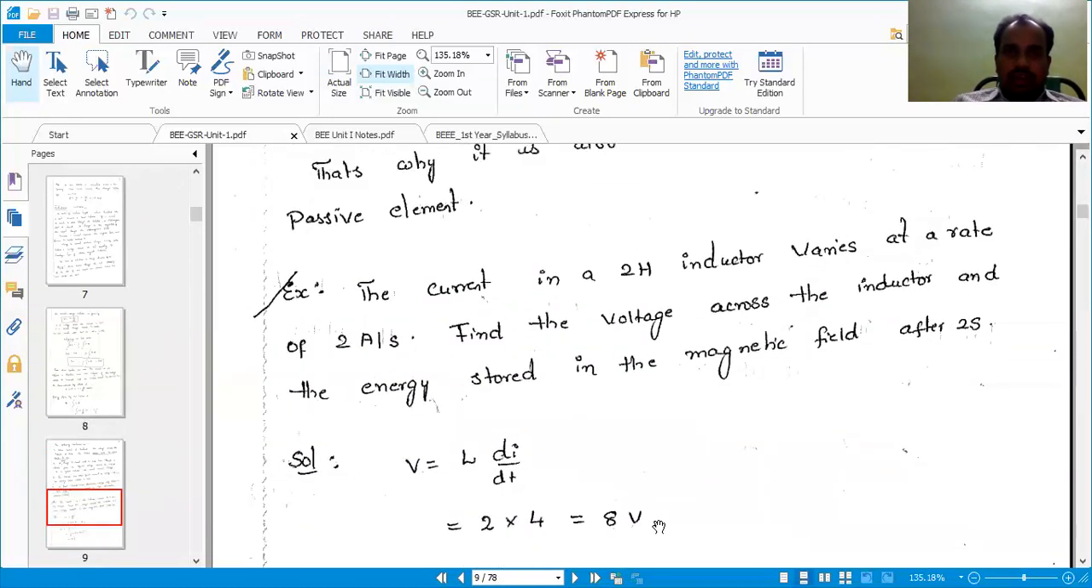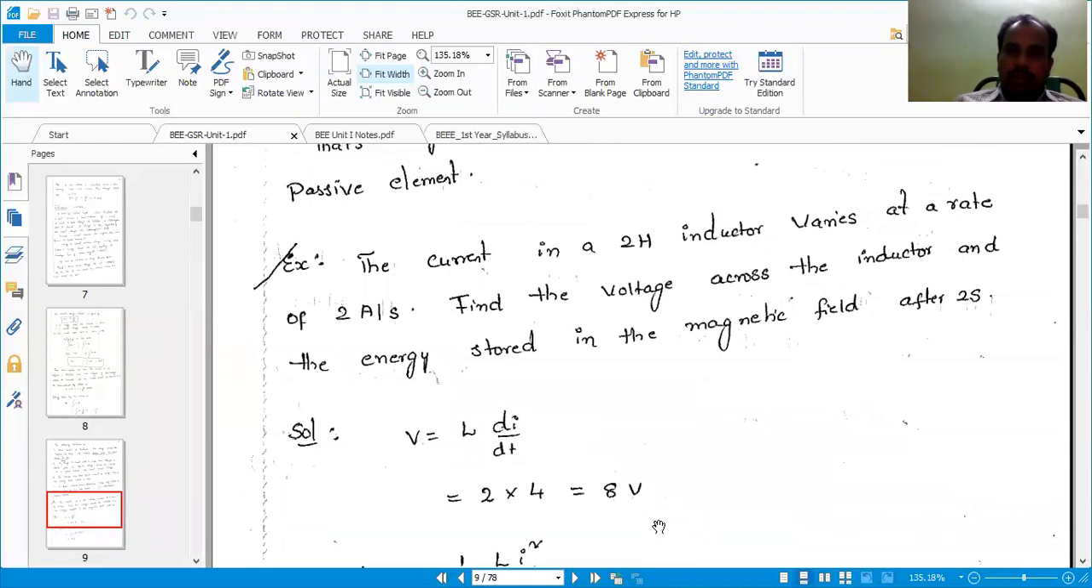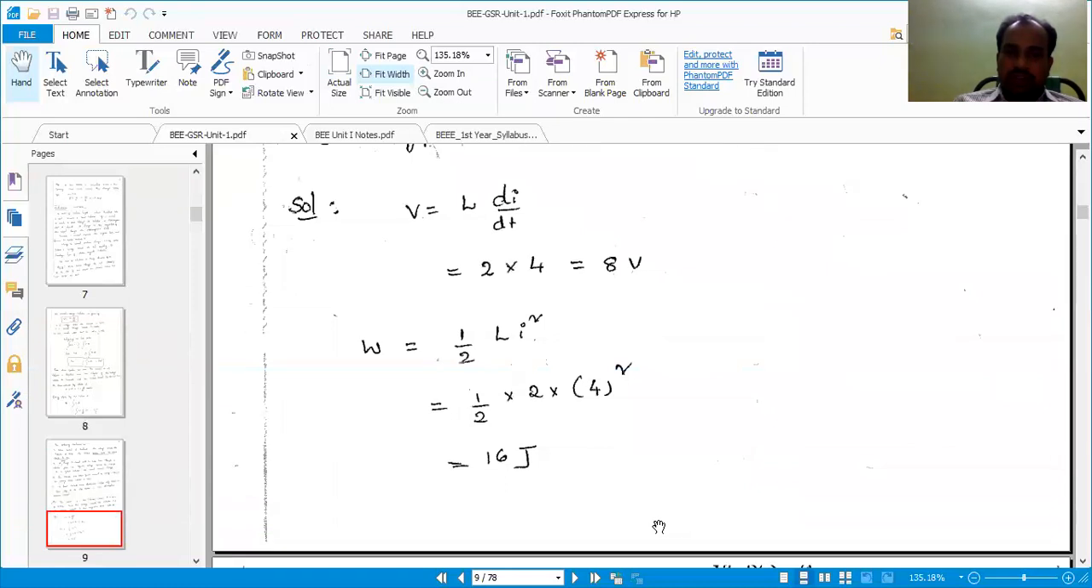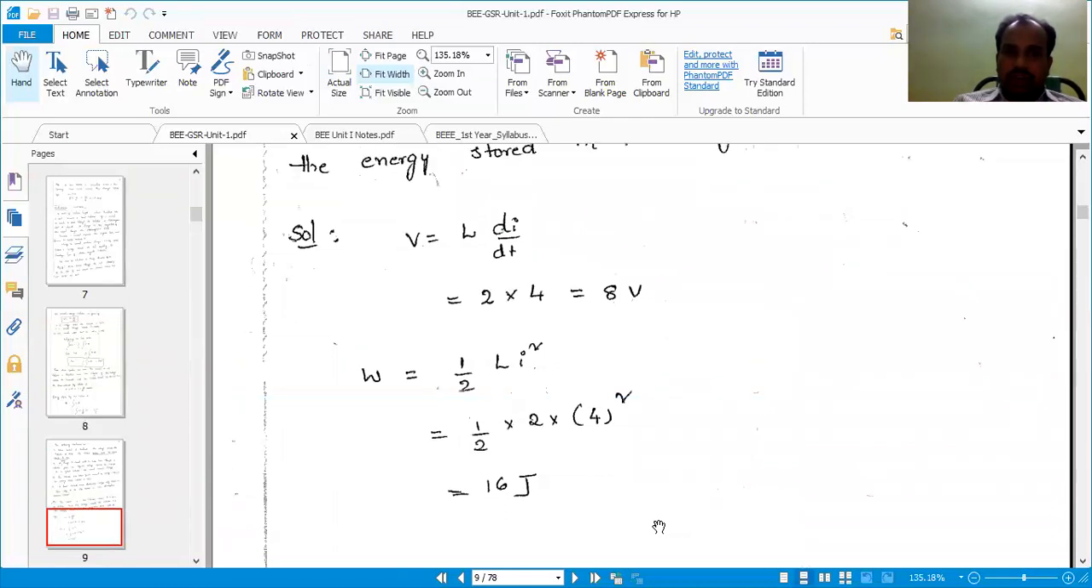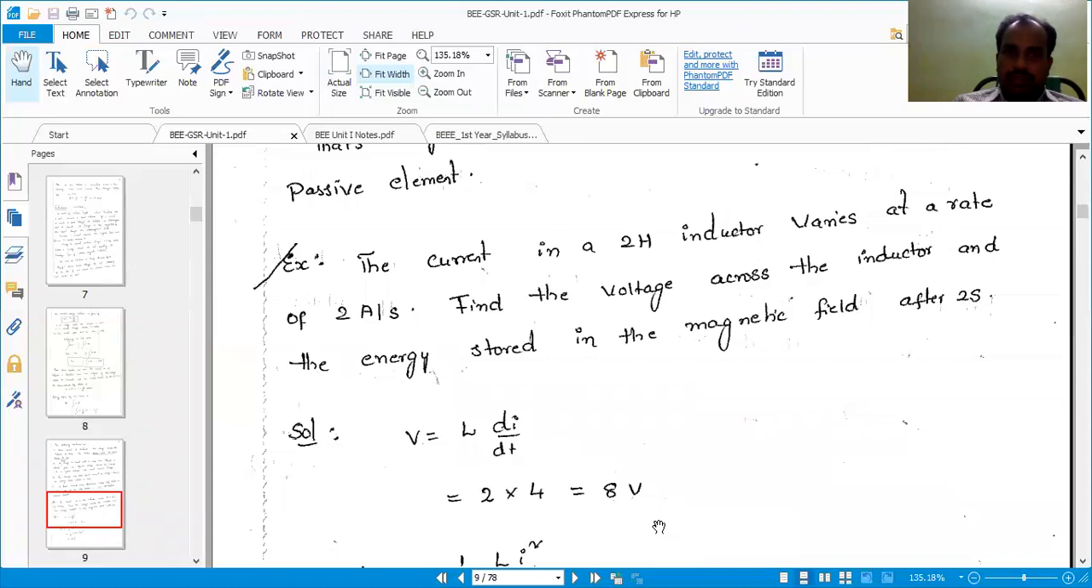For example, the current in a 2 Henry inductor varies at a rate of change of current of 4 amperes per second. The inductor is 2 Henry. To find the voltage, V equal to L into di by dt. L value is 2, di by dt is 4 amperes per second, so 8 volts. Find the voltage across the inductor and the energy stored in the magnetic field. Energy stored equal to half L i square, half into L into i square, where i is 4 amperes.